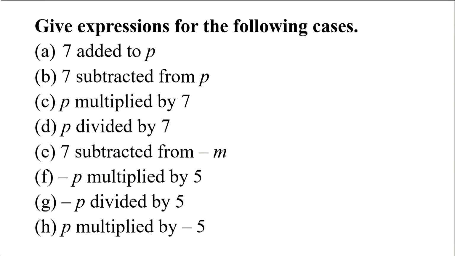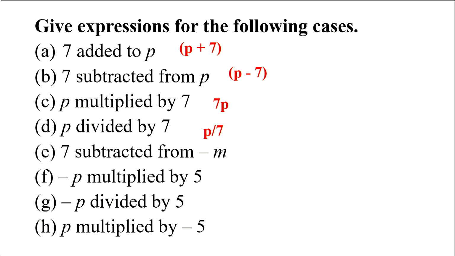Give the expressions for the following cases. I hope you are all able to answer this question. So, you have to frame the algebraic expression by reading the statement. 7 is added to P, P plus 7. 7 subtracted from P, P minus 7. P multiplied by 7. How to write P multiplied by 7? You are correct, 7P. P divided by 7 can be written like this.